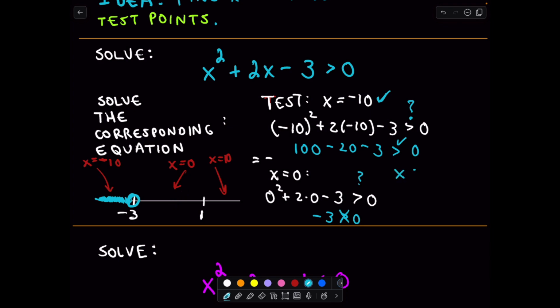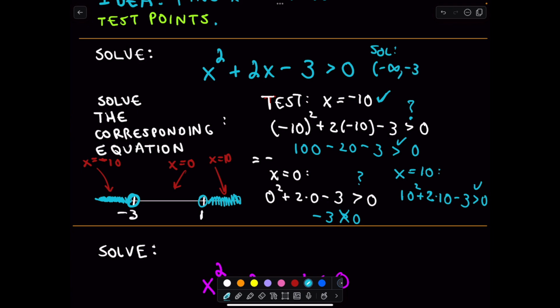And lastly, I could check x equals 10. Well, I would have 10 squared plus 2 times 10 minus 3. Again, I'm just plugging it into my inequality. That is greater than 0. So that interval of numbers would also work. And now I can shade it in. So I would say my solution set would be from negative infinity up to negative 3, union from 1 to infinity.